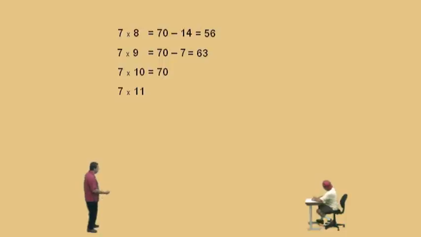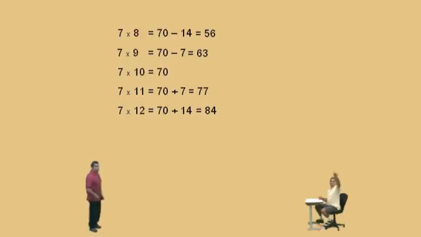Now, if 7 times 10 is 70, 7 times 11 is what, Charlie? Add 7. 77, you just add another 7, right? And if we want 7 times 12, we're going to take 7 times 10, which is 70, and we're going to add 2 more 7s, which is 70 plus 14. So what's 7 times 12, Charlie? 84. So we're just looking at patterns here, because we're trying to learn our multiplication tables here.